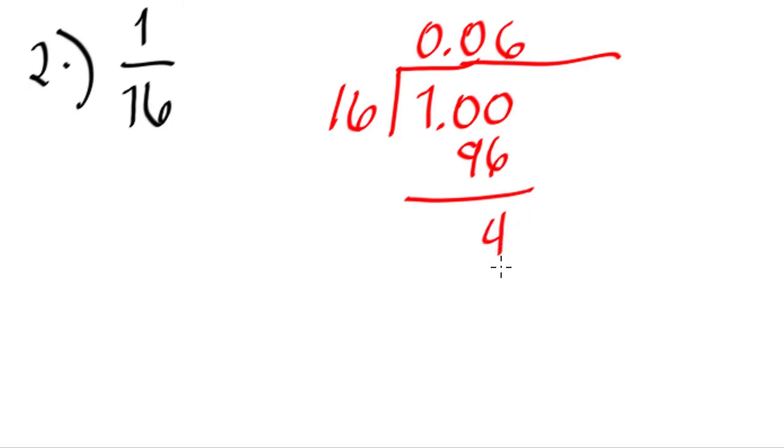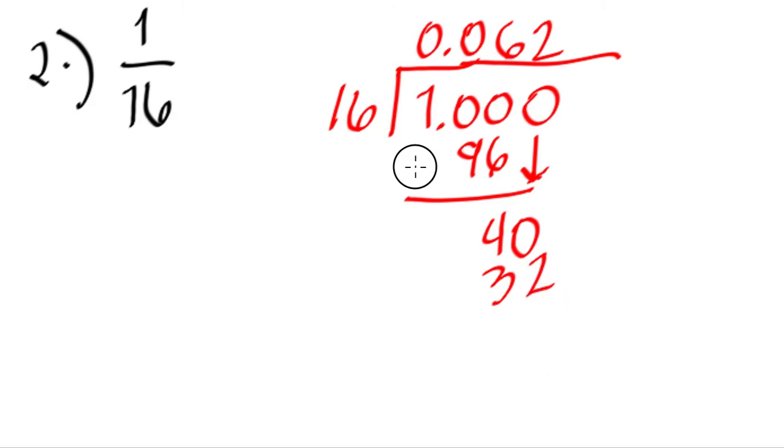So how many 16s are there in 4? We cannot, so let's add another 0 here and bring down the 0 to make 40. How many 16s are there in 40? We have 16, 32. There's only going to be 2. There's no other more that we can add. So 16 times 2 is 32. We subtract here, and 40 minus 32 is 8. We cannot do that again, so we bring down another 0 to the 8.